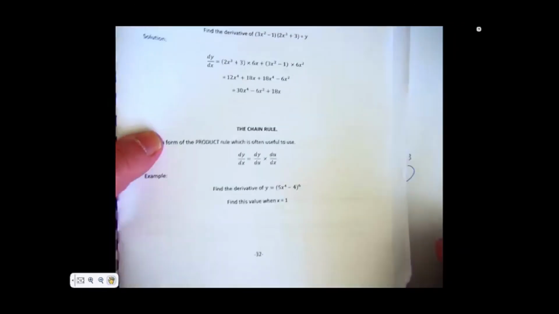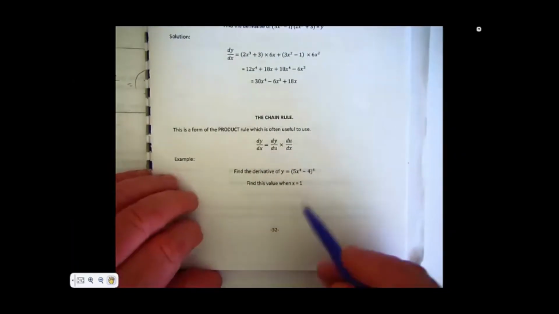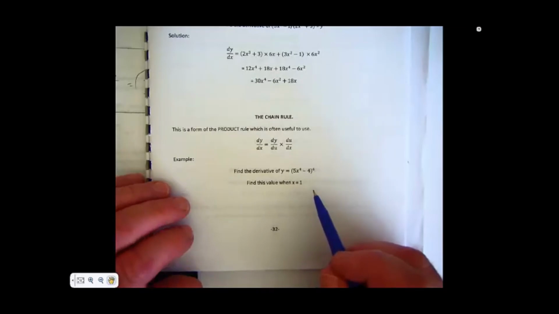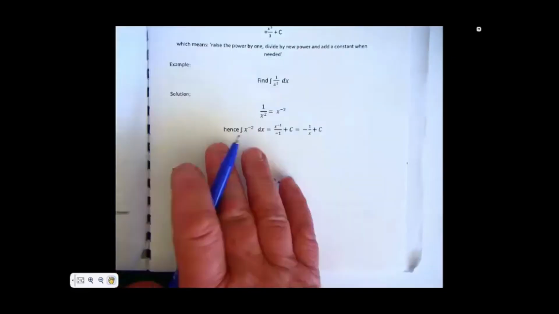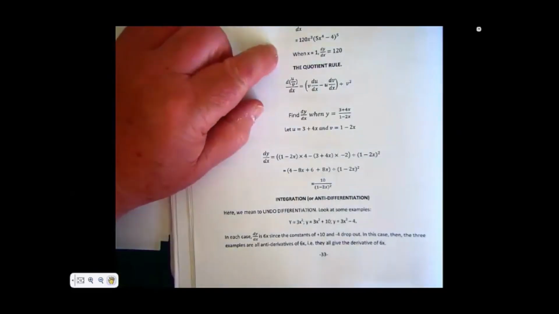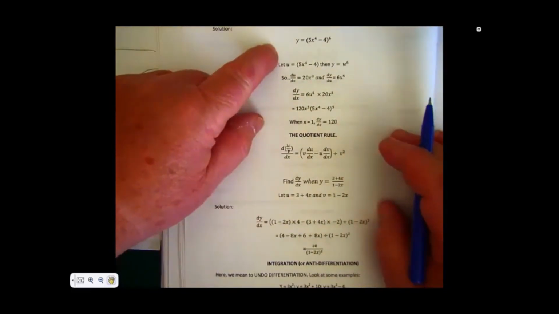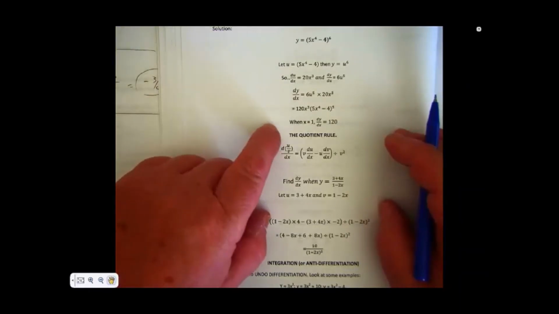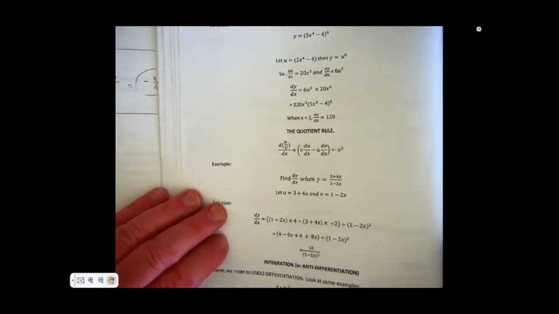Okay, let's have a look then in the book. This is the chain rule. This is a form of the product rule which is often useful to use. I've even used a more complicated example in the book, but it's the same as the one that I've just shown you. This is more complicated because we've got the power 6. Now, when we work it through, quite simply, here we are. We start with the term that's given, set out what we're going to substitute, work it through, and then, for example, when x equals 1, we can put the 1 in place and find the final rule as well.